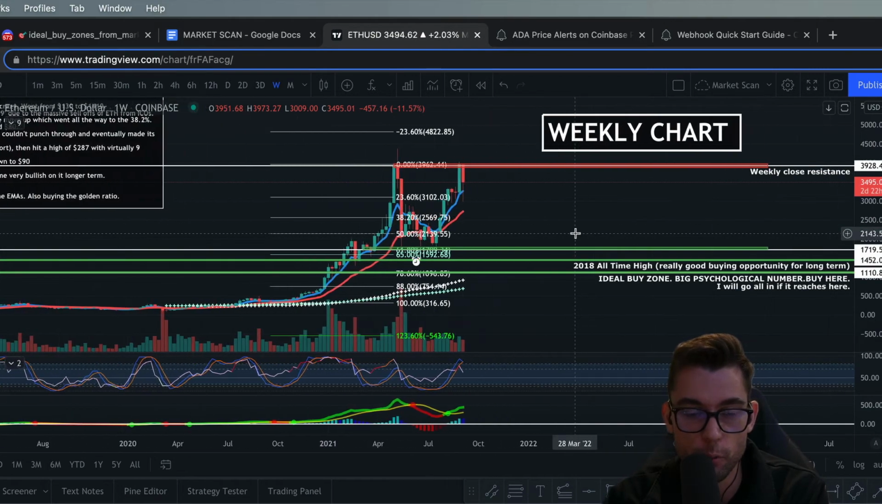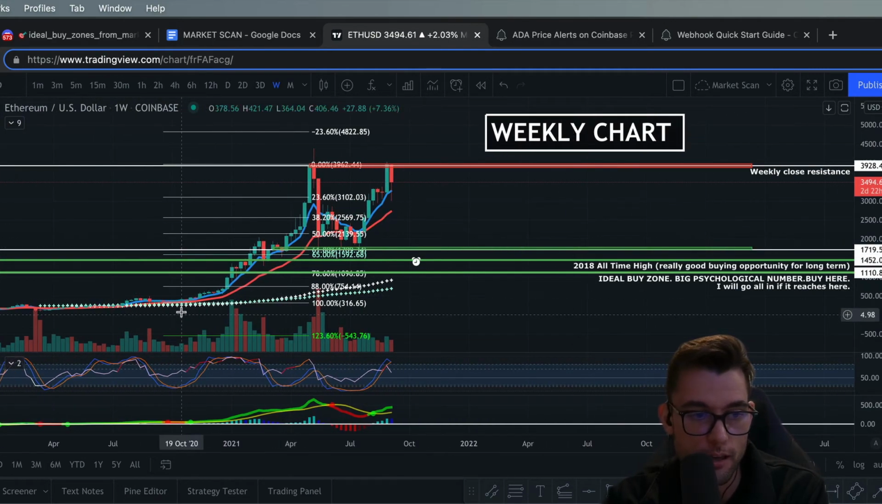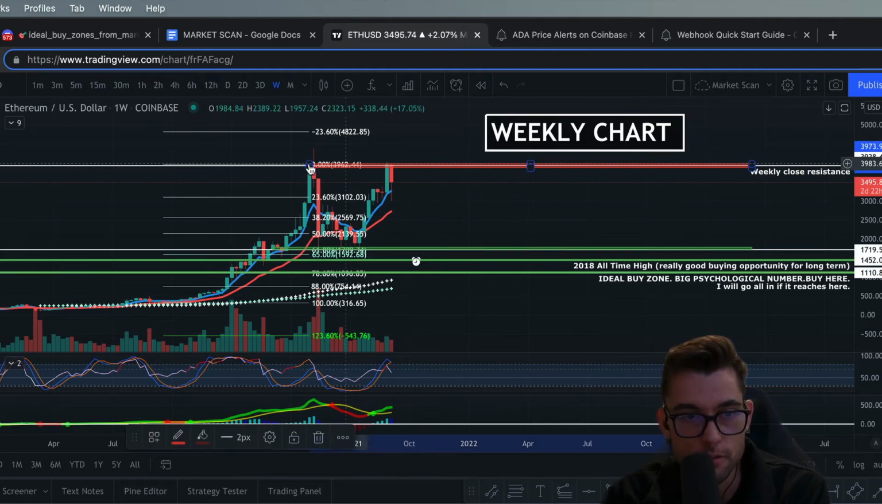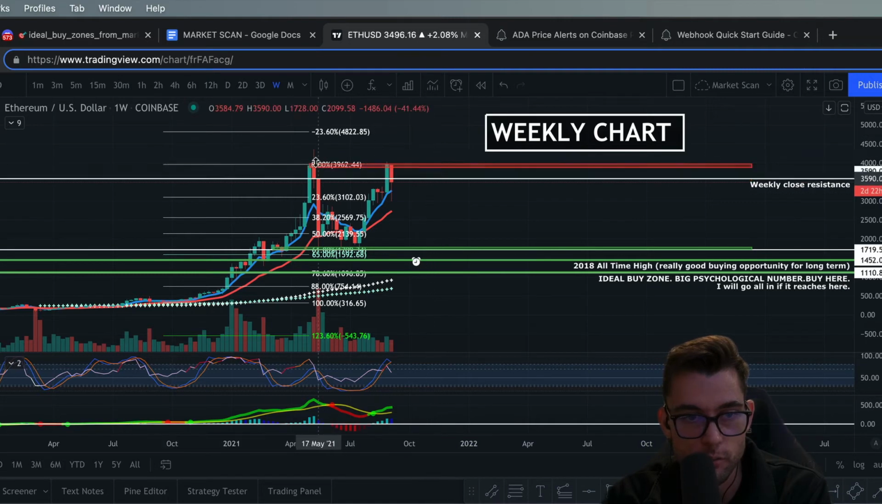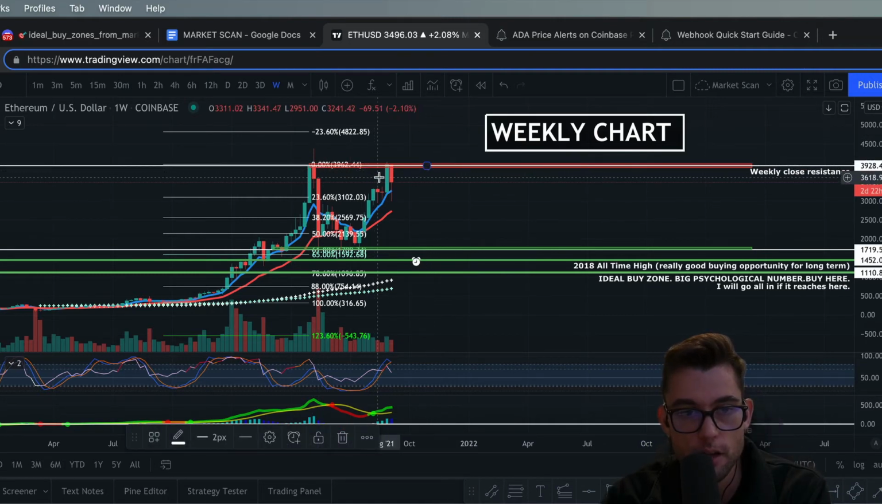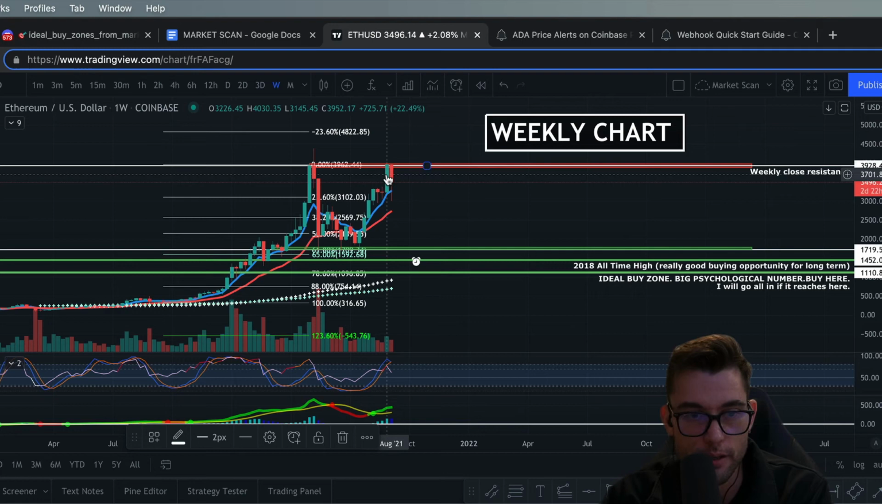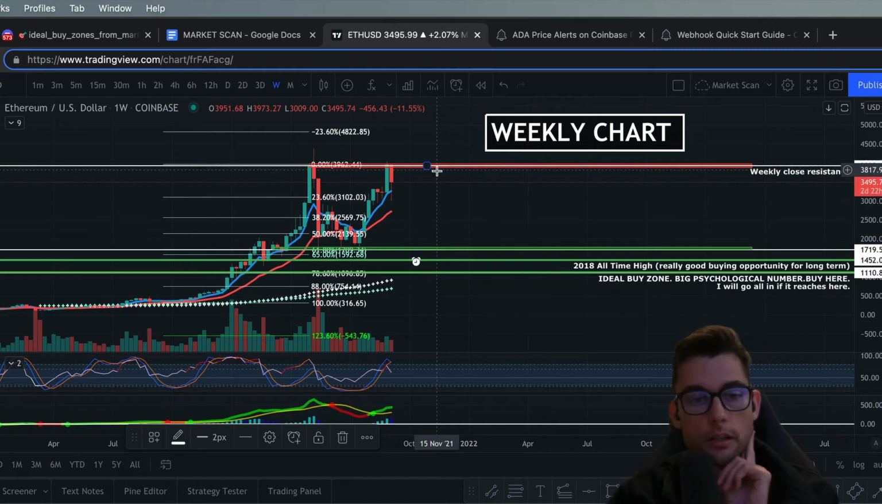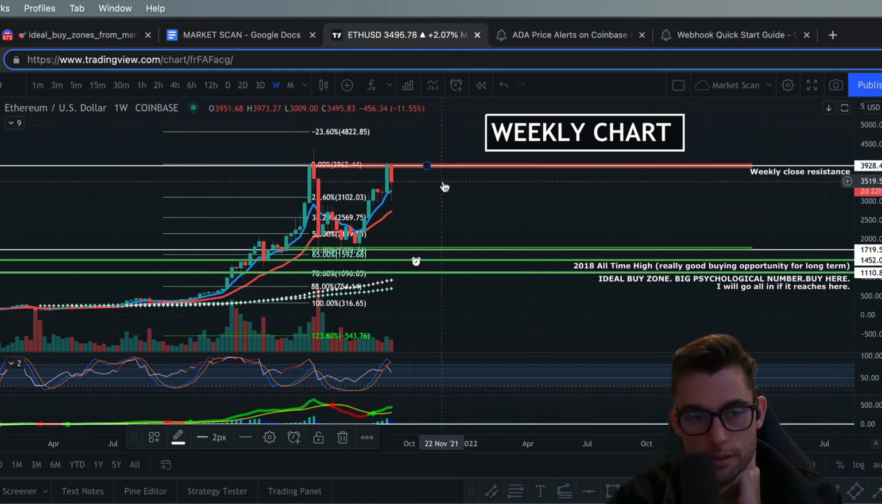We're going to start off on the weekly chart. You could see that if we take the Fibonacci from the bottom to the top of around $4,000, it had that huge crash in May, came and bounced off the 61.8 multiple times, made its way back up to the previous weekly close right here. It closed just above it, but then, of course, got rejected. So this is now a big rejection point.